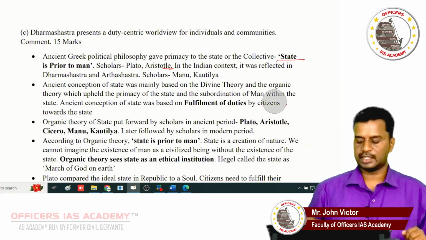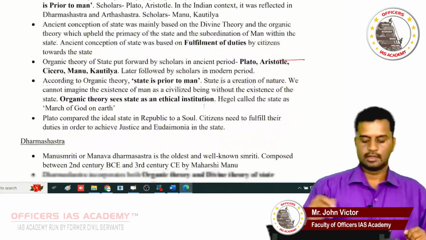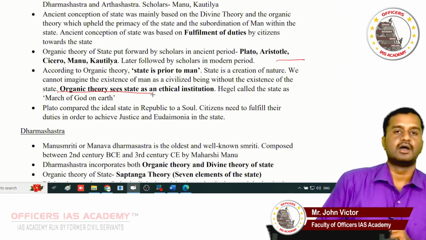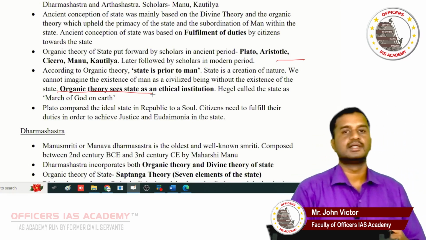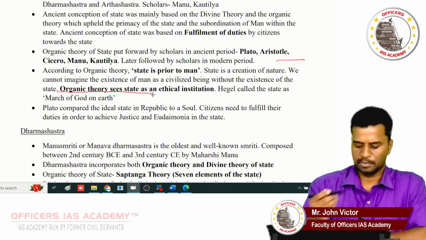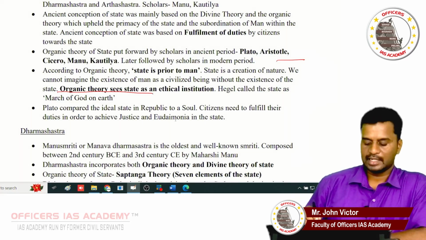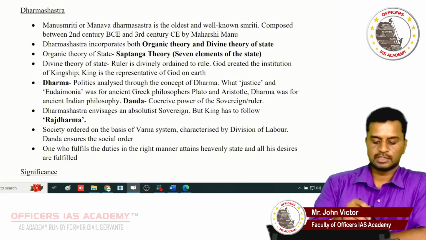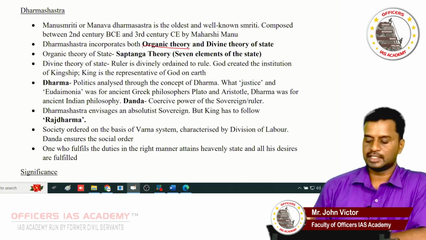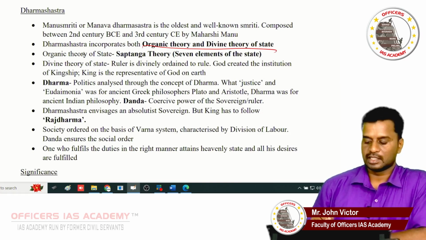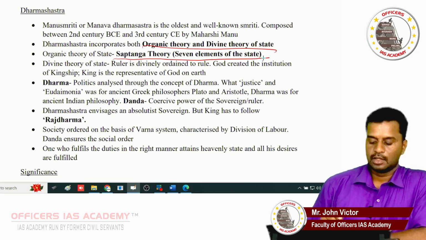Dharma Shastra follows the organic theory of state. According to organic theory, the state is an organism. It is an ethical organism. Man is compared to an organ within the organism that is the state. So mention these concepts and then give points specific to Dharma Shastra. Dharma Shastra was based on organic theory and divine theory. Manu also gave the Saptanga theory, or the seven elements of the state. The ruler is divinely ordained to rule.